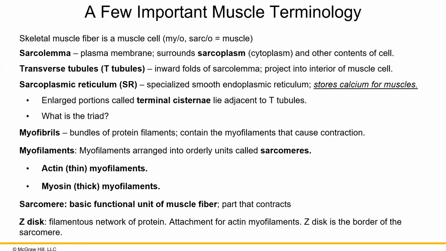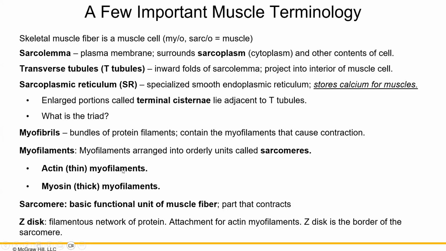Myofibrils are bundles of our protein filaments. So this is what makes up our muscle fiber. And these contain the myofilaments that actually cause our contraction. So our myofilaments are arranged into our functional unit, which is the sarcomere. So we have many sarcomeres within a muscle fiber. Within the sarcomere, we're going to talk about two primary or contractile proteins, which are actin and myosin. Actin is referred to as the thin myofilament. Myosin is our thick myofilament. So remember those names, but also remember that thin and thick distinction.